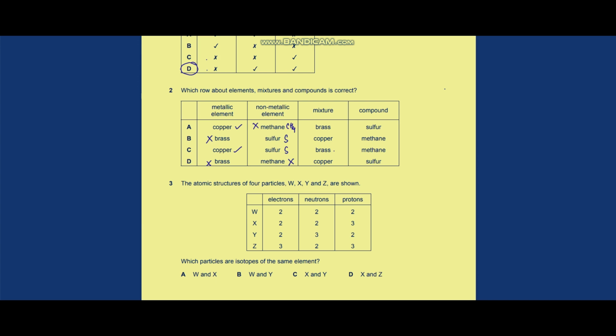Mixture, yes, brass is a mixture. So here sulfur, here copper, here brass. Compound, as I already told, sulfur is a non-metallic element, methane is a compound. So all four are correct for C. For the second question, C is the correct option.